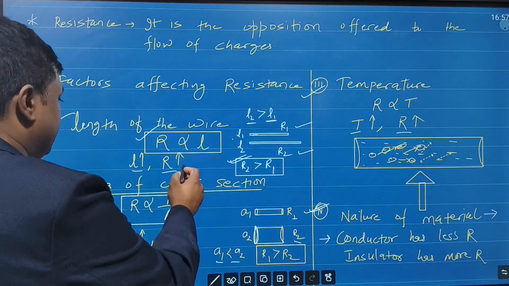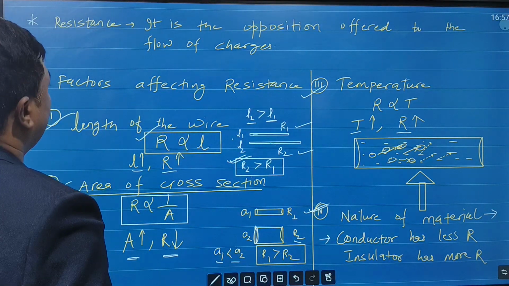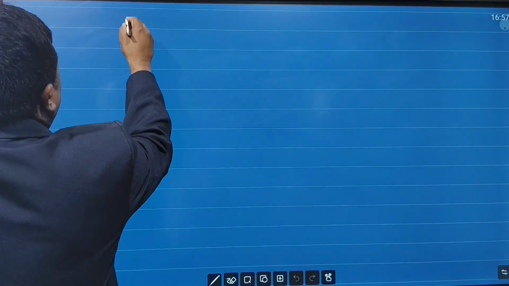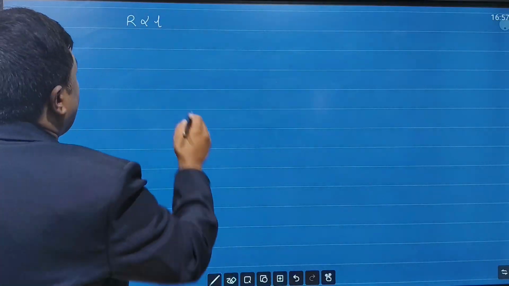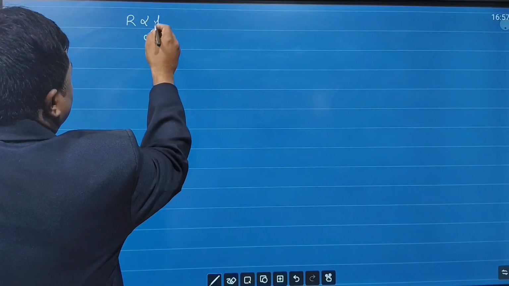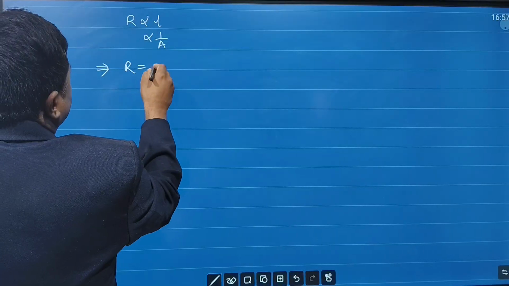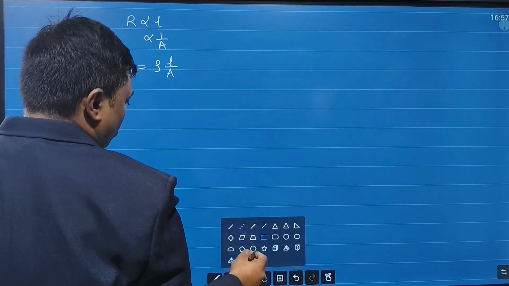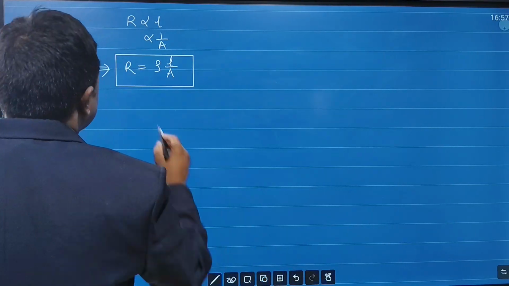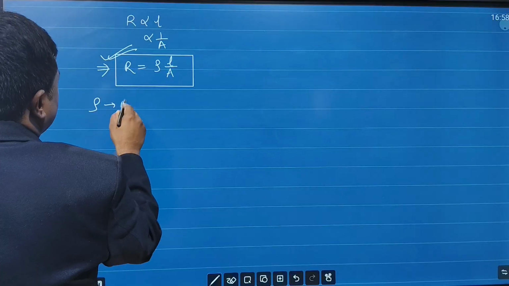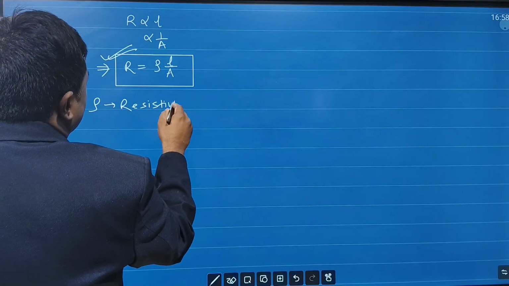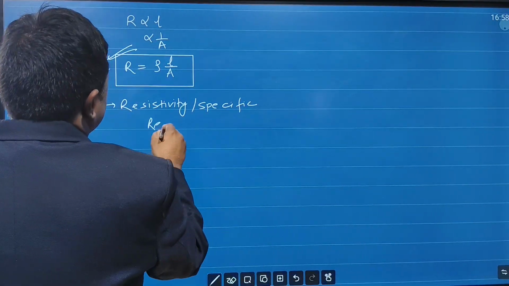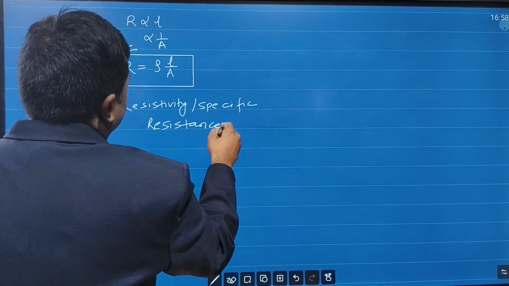Let's take this as equation 1 and this as equation 2. Here we can see what we learnt: resistance of the wire is directly proportional to the length and inversely proportional to the area of cross section. Once you combine these two, you can write R equals rho times L by A. Here rho is called resistivity, or specific resistance. Sometimes in the exam they may ask you to define specific resistance.